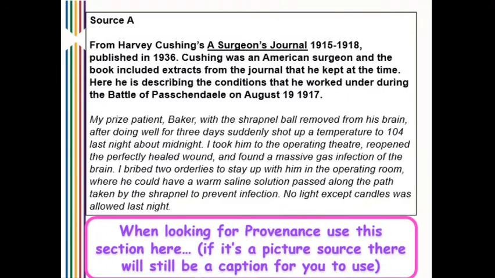So when looking for provenance, you're using the top section here in bold. So if it's a picture source, there will still be a caption for you to use. And remember that even though a picture is solid photo evidence, if it's a photograph, we can still always criticise it by saying that a photo might have been staged. Okay, so see if you can have a go at picking out 2 things that make this source useful and 1 thing that makes it not so useful.